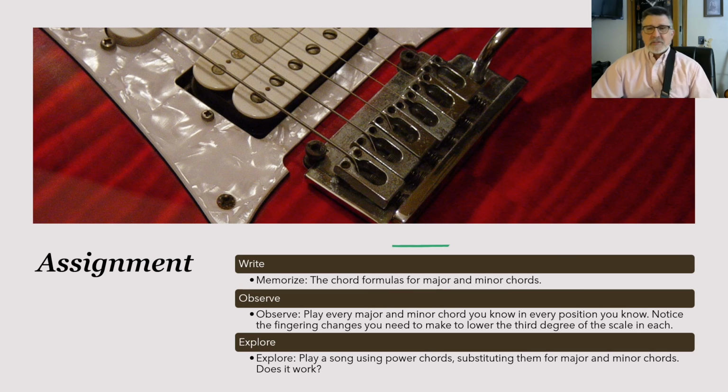So that is it for this lesson. Your assignment: memorize the chord formulas. 1, 3, 5 for a major chord, 1, flat 3, 5 for a minor chord. Observe. Play every major and minor chord you know in every position anywhere on the neck and look at what fingers change. Every change that you're going to find is going to be the third degree of the scale.